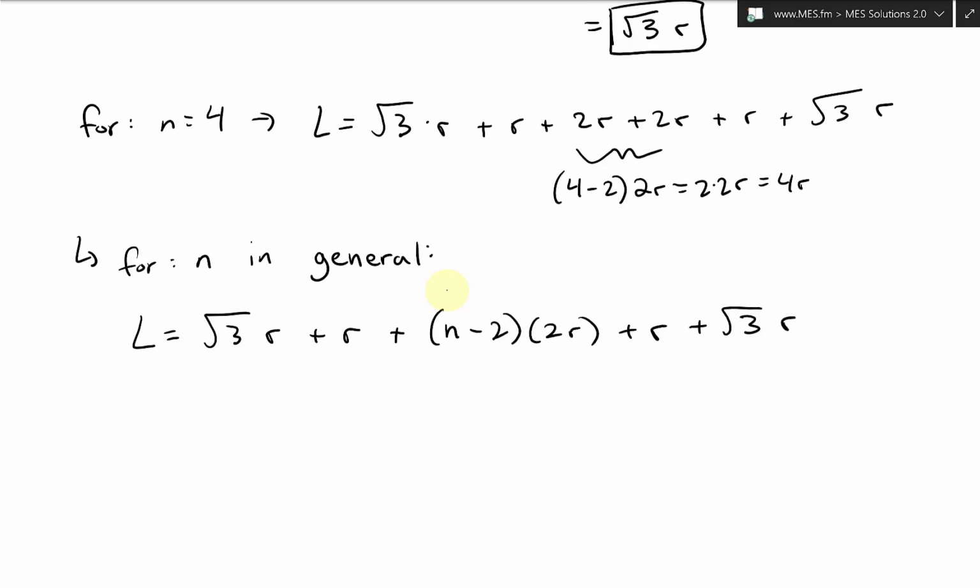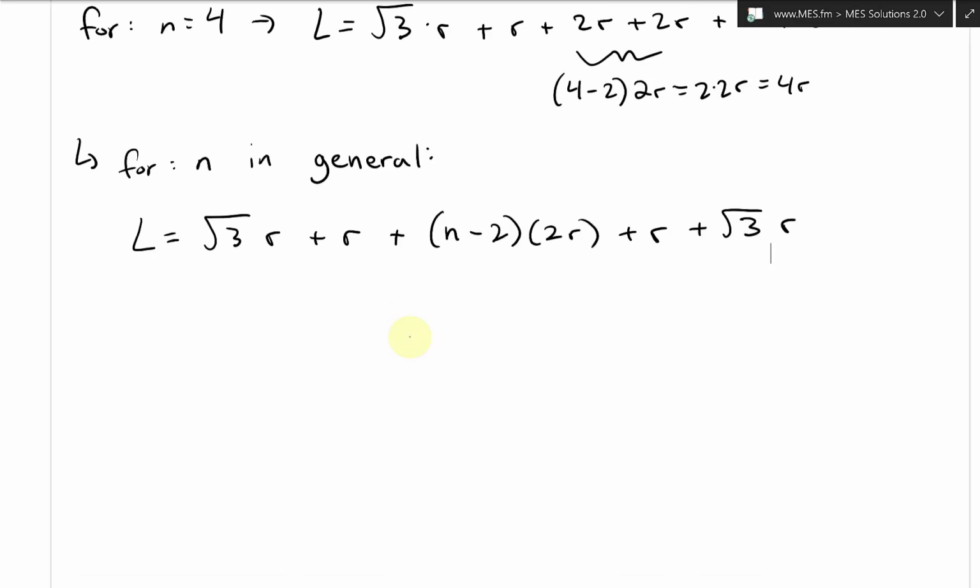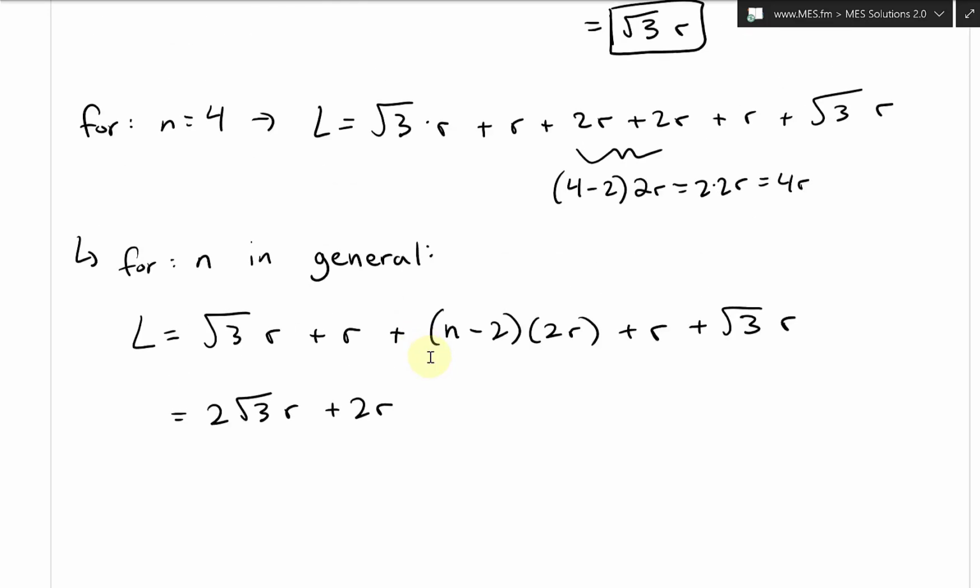Like that. And now, that's 2r. So now we can combine all the like terms. This becomes equals 2 square root 3 r plus 2r, and then plus, well, this one we can just multiply inside there. So this becomes plus 2nr, and then minus 4r. Like that. Yes, that's what we have.